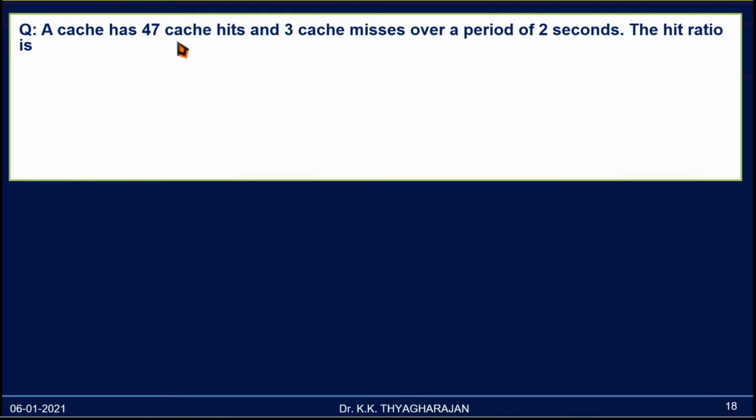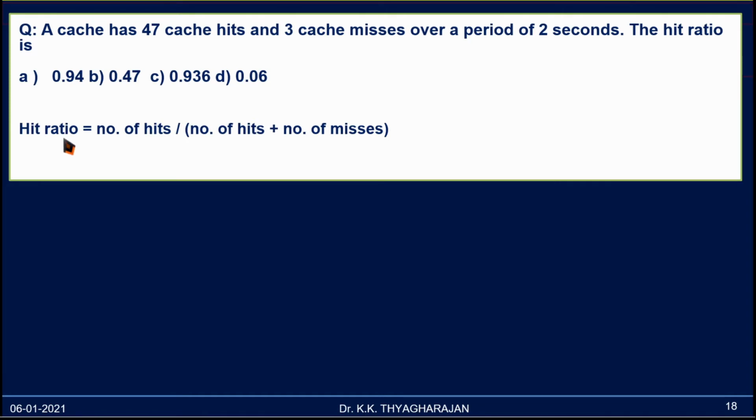A cache has 47 cache hits and 3 cache misses over a period of 2 seconds. The hit ratio is A 0.94, B 0.47, C 0.936 and D 0.06. Anyway, we have to solve this and choose the correct option. So the hit ratio is given by number of hits divided by number of hits plus number of misses. Here the number of hits is 47 and number of misses is 3, but you need not worry about the time because the hit ratio is not calculated per second.